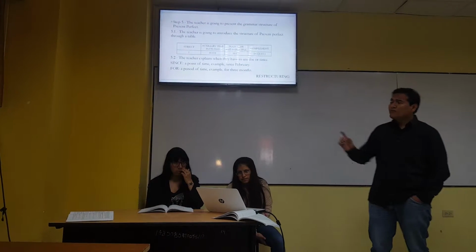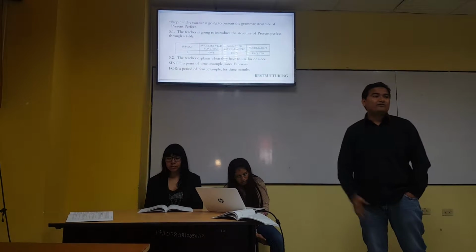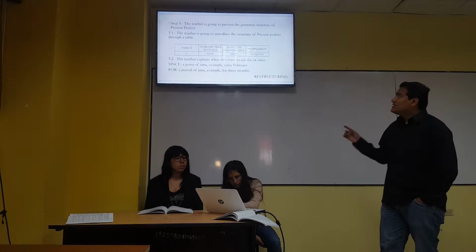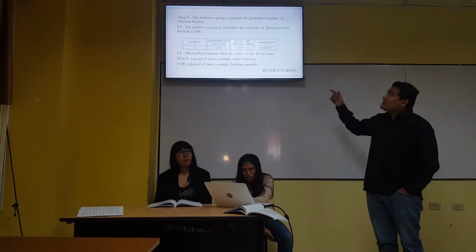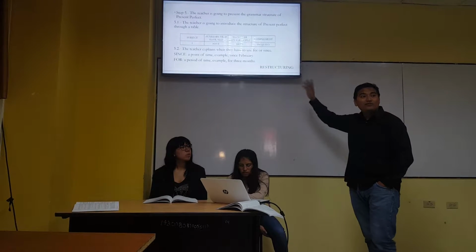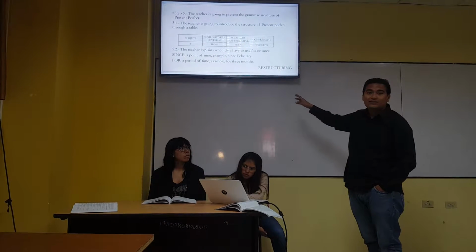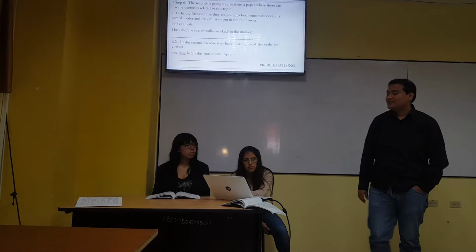In step 5.2, the teacher explains when they have to use for or since in the sentence, giving some examples: since is used for a specific point of time, in this case since February, to notice that they are doing an action in the past from February. For is for a period of time, in this case 3 months. In this case, we are focused on restructuring because the teacher already explained the structure, and the students will add more information to the sentences. And they are creating new sentences in the class.